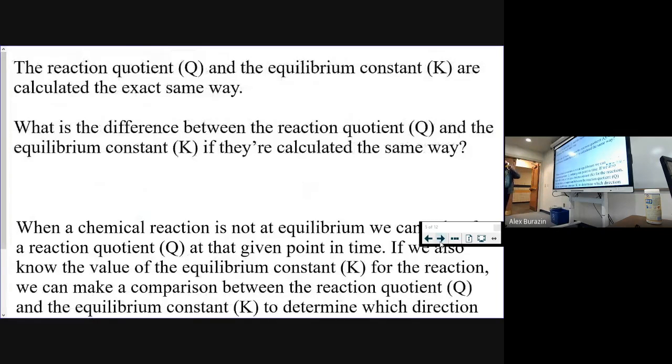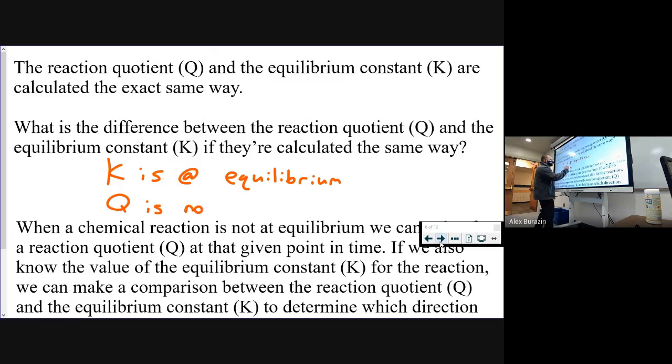So the reaction quotient and the equilibrium constant are calculated in the exact same way. It is literally the exact same math, like I had said. So what's the difference between Q and K? If they're calculated the same, the difference is: K is at equilibrium. Q is not at equilibrium. That's it.